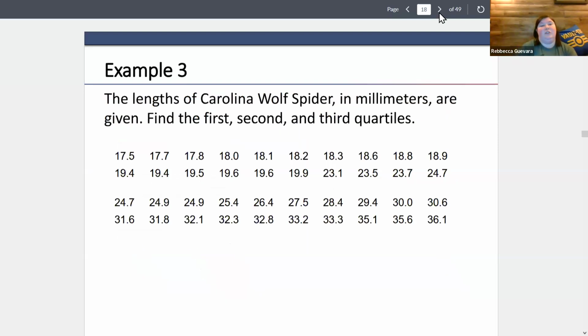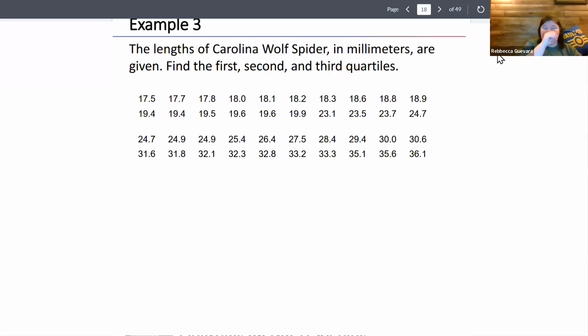Okay, so take a minute and pause. You're going to find the lengths of Carolina wolf spiders in millimeters. This is the data of the Carolina wolf spiders in millimeters. You're going to figure out the first, second, and third quartiles for the length of these spiders. These wolf spiders are, once again, arranged from smallest to largest, so you don't have to do that extra part there.